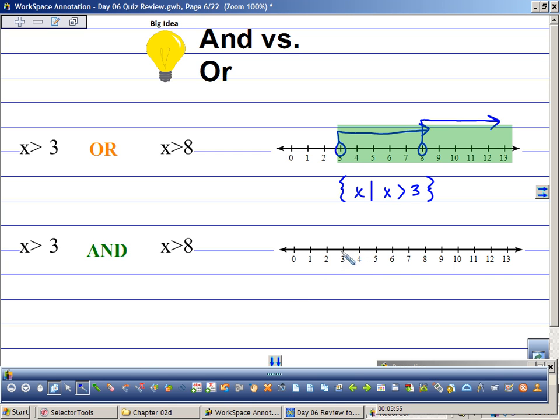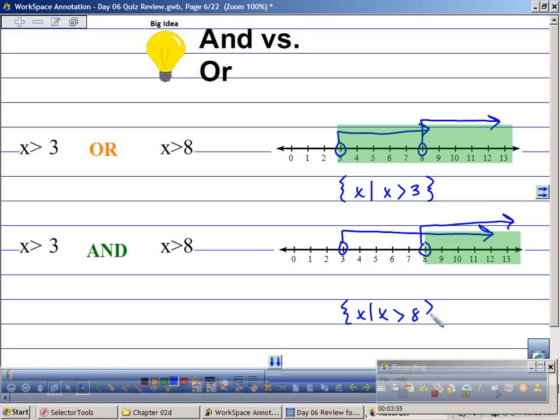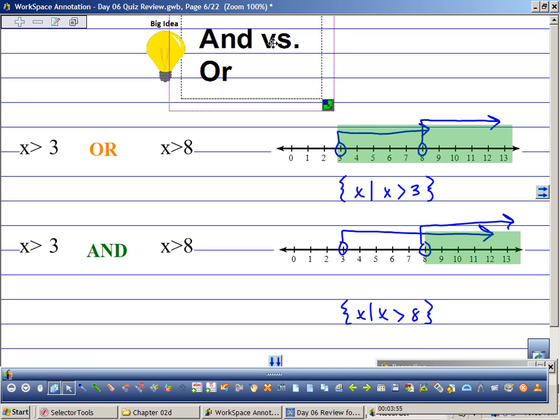And. Greater than 3 and greater than 8. Who is greater than 3 and greater than 8? Everybody past 8. So x such that x is greater than 8. Does that help a little bit?